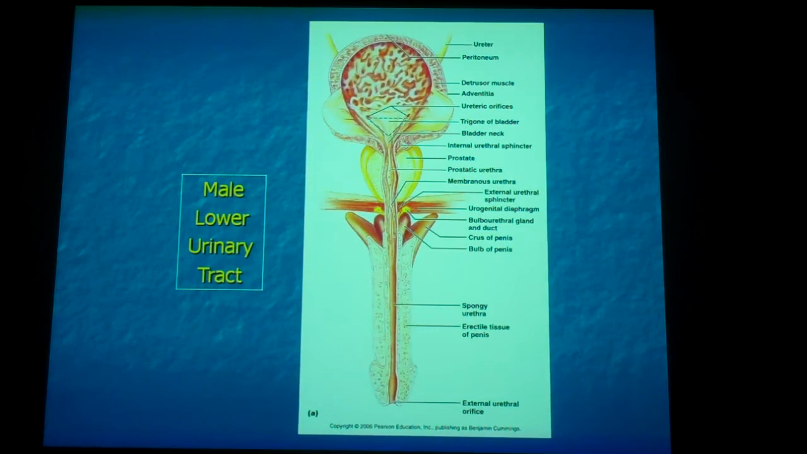All right, so we come down the ureters to the bladder. So the bladder is a temporary storage organ. It's very muscular. Its muscle has a particular name. It's called the detrusor muscle.